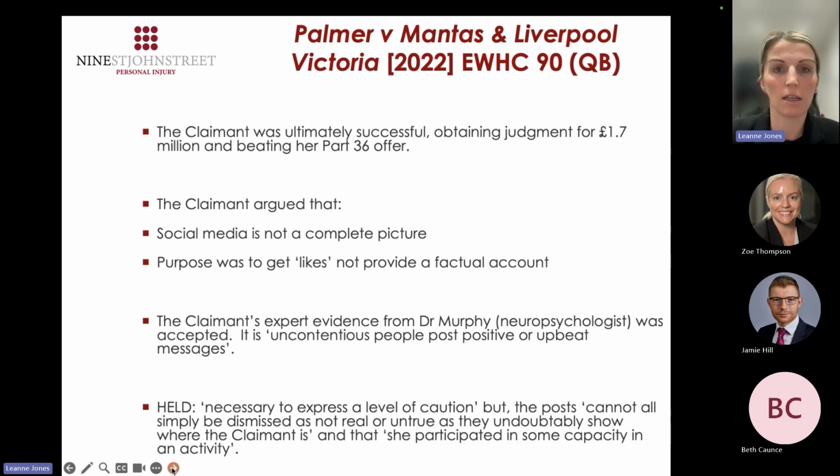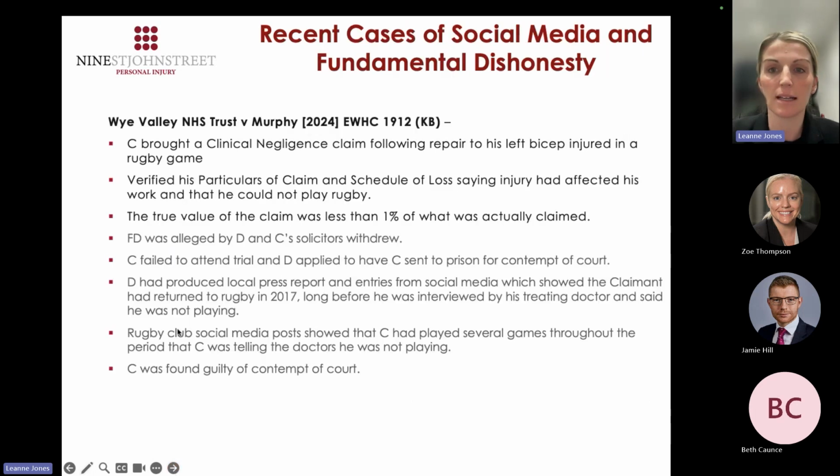Just looking at cases where it has been successful, Wye Valley NHS Trust and Murphy, a fairly recent decision this year. It was a clinical negligence claim following repair to a left bicep injured in a rugby game. The claimant had verified the particulars and schedule of loss by statement of truth, saying his injury had affected his ability to work and that he could not play rugby. The true value of the claim was actually 1% of what was claimed. Fundamental dishonesty was alleged by the defendant and the claimant's solicitors withdrew.